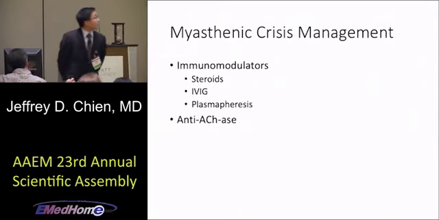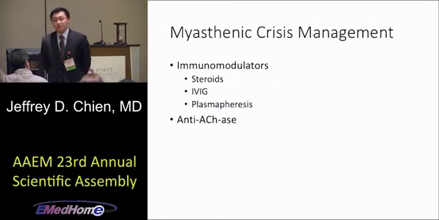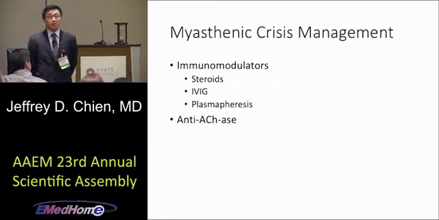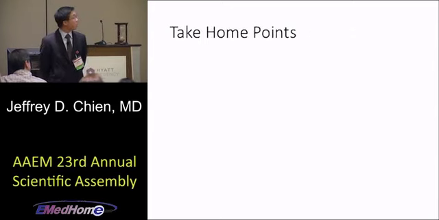Definitive management of myasthenics, well, they've got to get to some sort of immunomodulation, IVIG, plasmapheresis, and so forth. But again, not anything necessarily I've seen in the emergency department. Steroids we can start, 125 of Solu-Medrol or 60 of prednisone can work for starts.